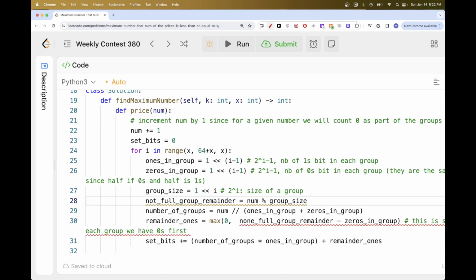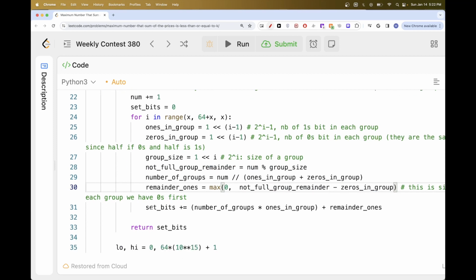Not full group, okay. Now, we said the number of set bits is just the number of ones in the full groups plus the number of ones in the remainder, right? So now, to calculate the number of ones in the full groups, we just need to calculate the number of full groups. Let's call these full groups. And then we multiply it by the number of ones in a single group. That will give us the number of ones in the full groups.